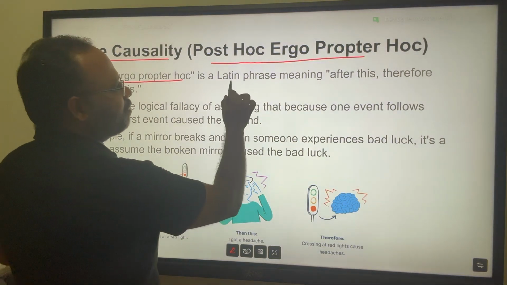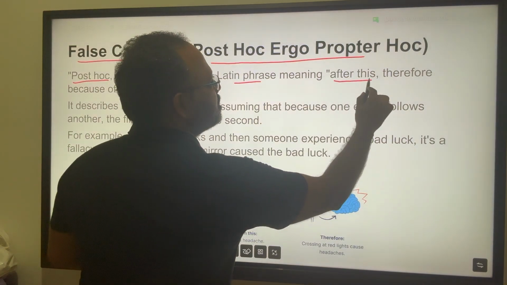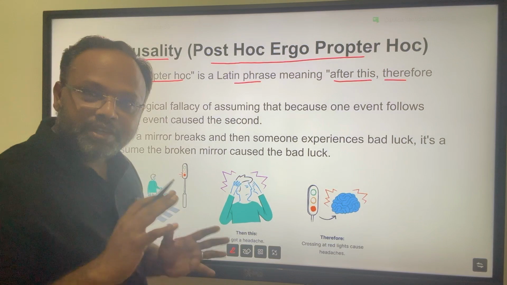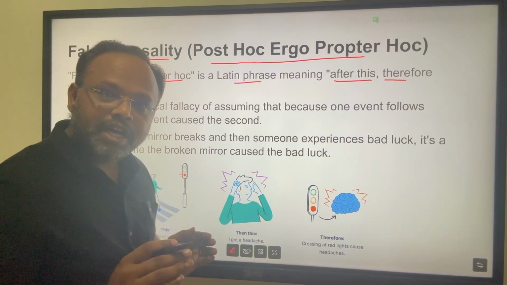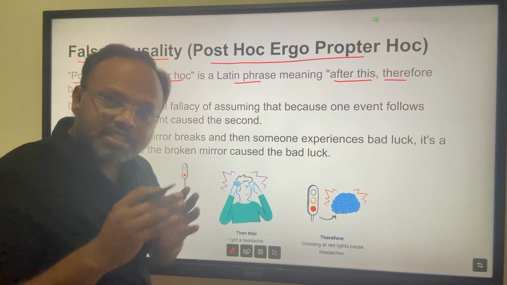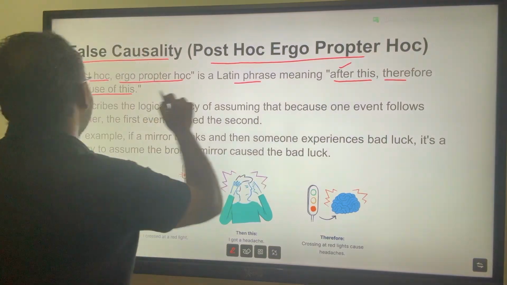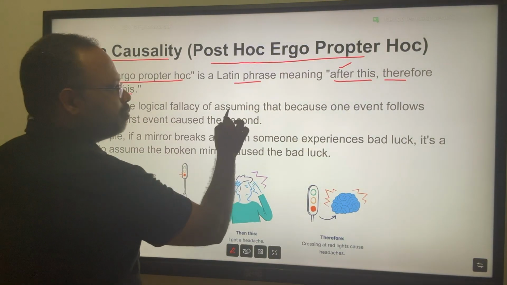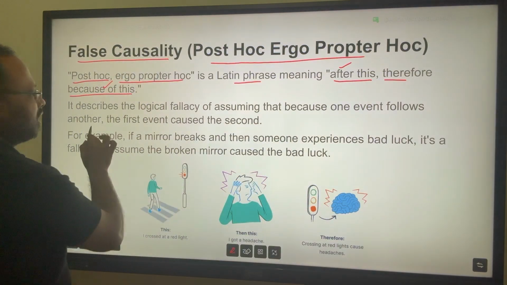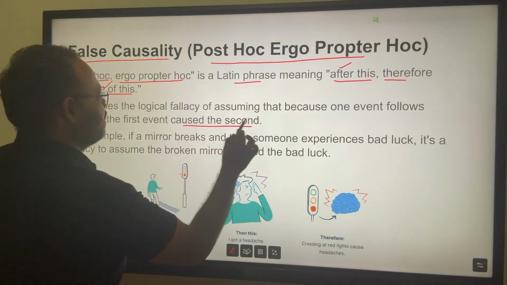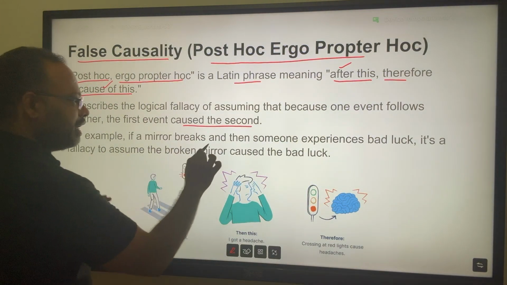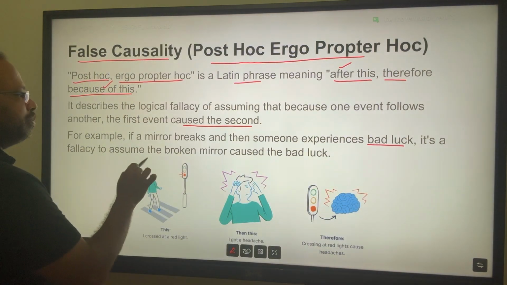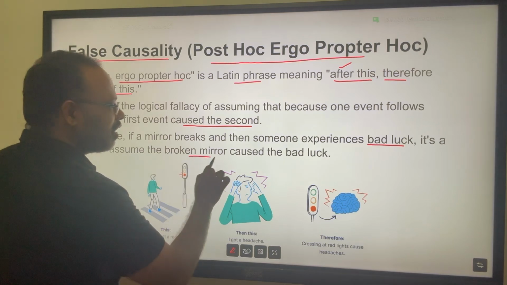It is a Latin phrase which means after this, therefore because of this. That is, when something happens after an event, people believe that that event has caused this event. It describes the logical fallacy of assuming that because one event follows another, the first event caused the second. For example, if a mirror breaks and then someone experiences bad luck, it's a fallacy to assume that the broken mirror always caused the bad luck.